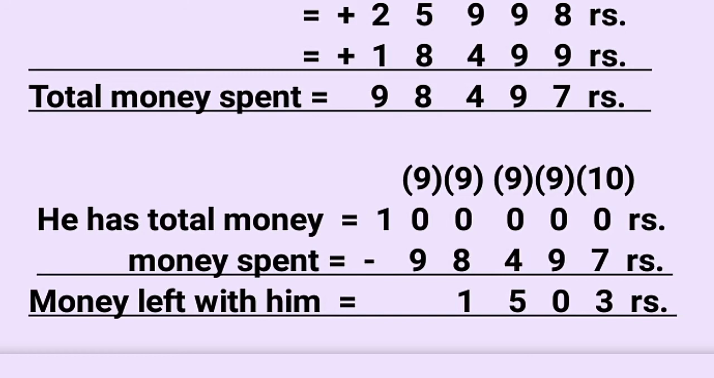Money left with him is equal to, now 10 minus 7 is 3, 9 left, 9 minus 9 is 0, 9 left, 9 minus 4 is 5, 9 left, 9 minus 8 is 1, 9 left, 9 minus 9 is 0. So money left with him is equal to 1503 rupees.